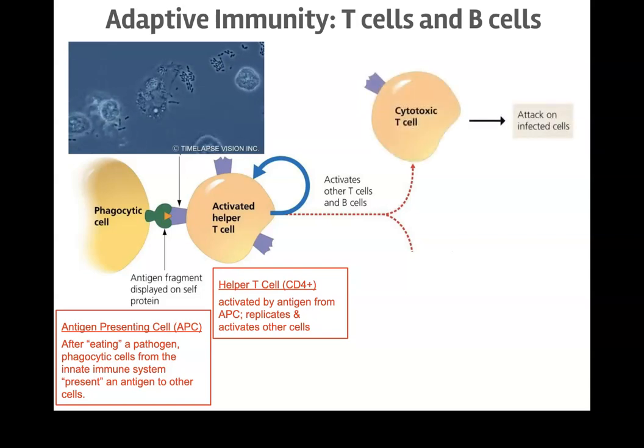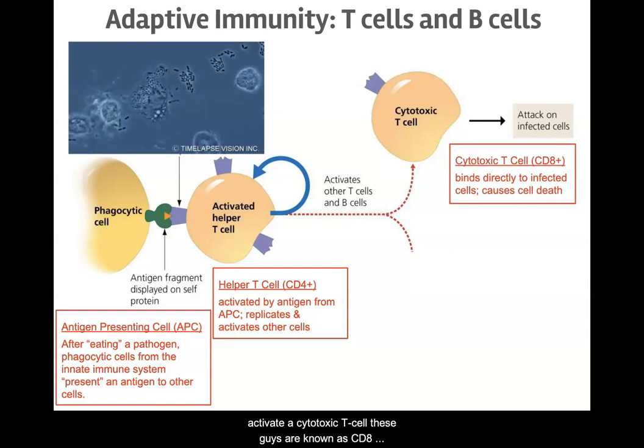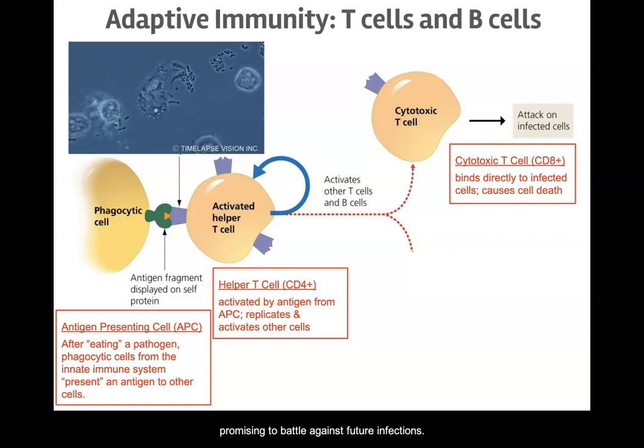One pathway that the helper T cells can take is to activate a cytotoxic T cell. These are known as CD8 positive T cells for having the CD8 protein on the surface of their membrane. They bind directly to infected cells. Cytotoxic T cells battle against those cells that have been infected with a virus. Influenza is a great example. There have been recent studies suggesting that with the novel coronavirus, there's an elevation of cytotoxic T cell levels in the human body, and that is promising to battle against future infections.